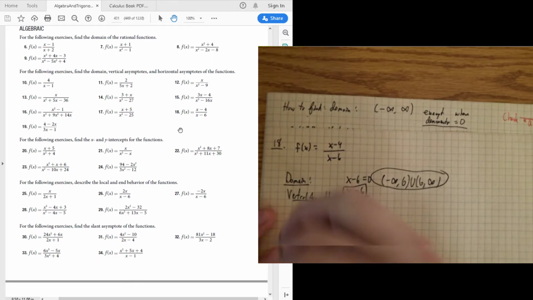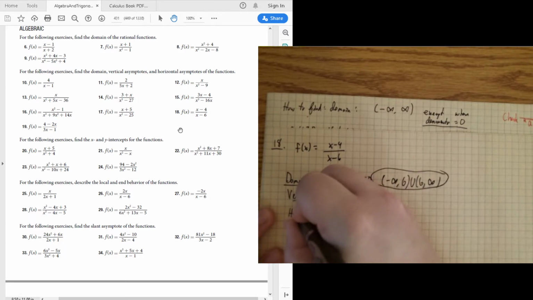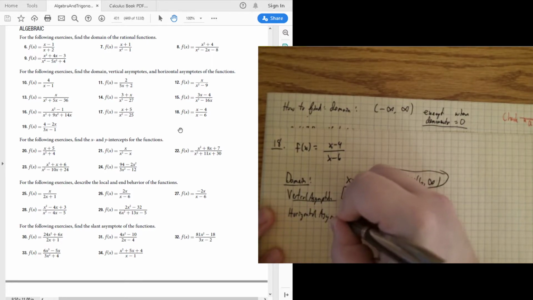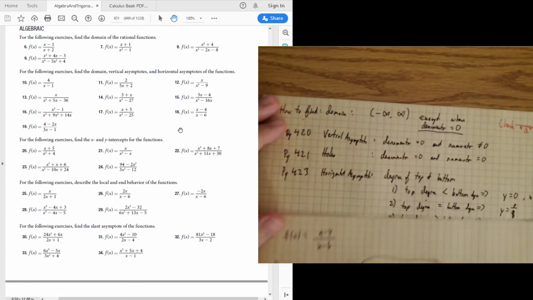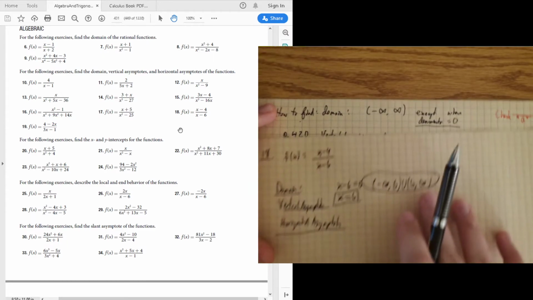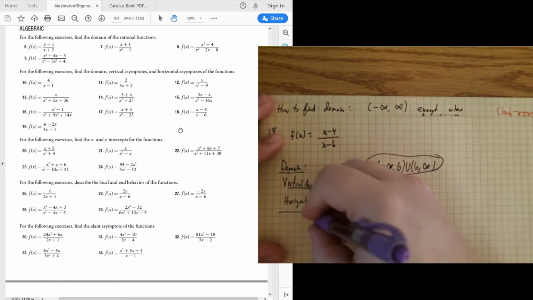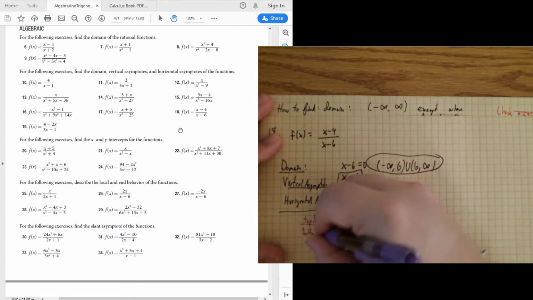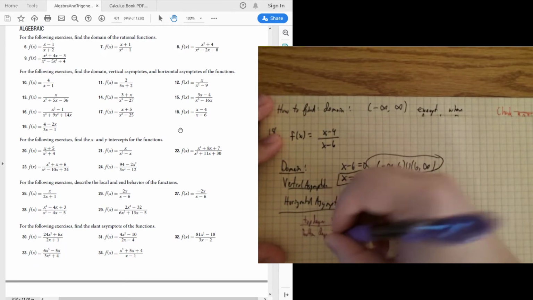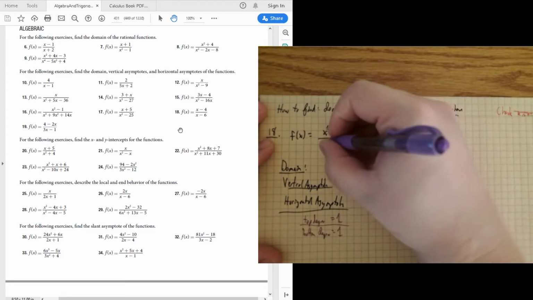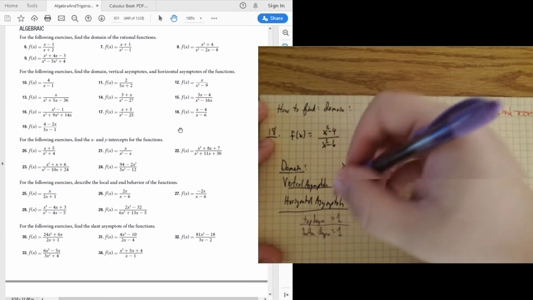Okay, next, horizontal asymptote. Now, this is a case where the top degree and the bottom degree are the same. So you notice that on top, my top degree is 1. My bottom degree is also 1. Because the biggest power on top is a power of 1 on the x, and a power of 1 on the other x. So they have the same degree.